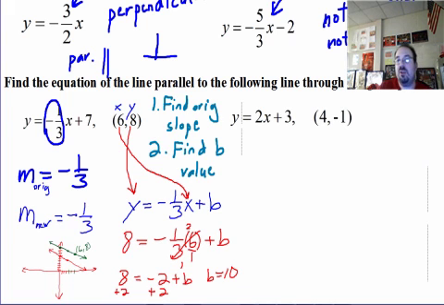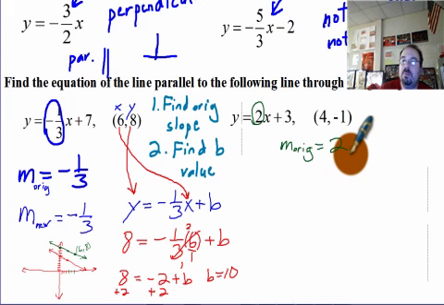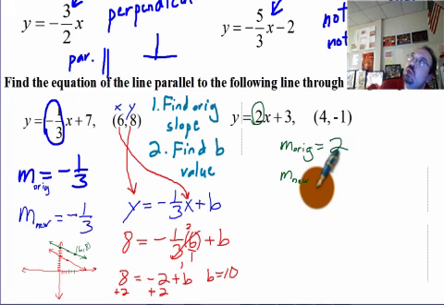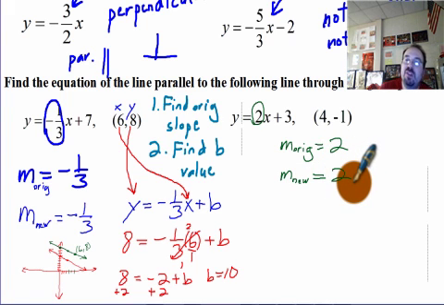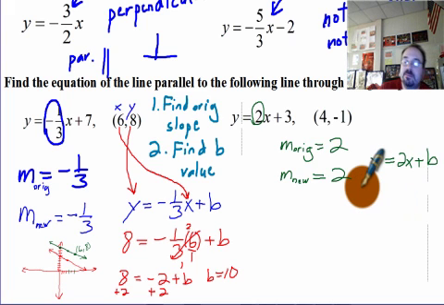Now the next one I'm not going to graph, I'm just going to do it. My original slope, I don't have to put it in slope-intercept form, it already is, and I can see that my original slope is 2. So m orig is 2, and m new is also going to be 2. My new slope is 2. So far, my new line will look like y equals 2x plus b.